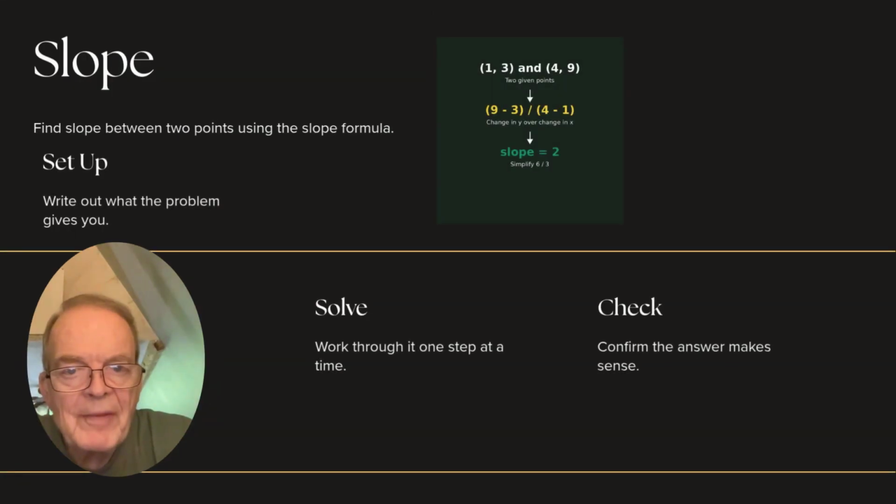Third is slope. If you're given 2 points, say (1, 3) and (4, 9), slope is the change in y divided by the change in x. That's 9 minus 3, which is 6, divided by 4 minus 1, which is 3. 6 divided by 3 is 2, so the slope is 2. Slope questions trip students up mostly because of the subtraction order. Just make sure you subtract in the same direction on top and bottom, and you'll be fine.